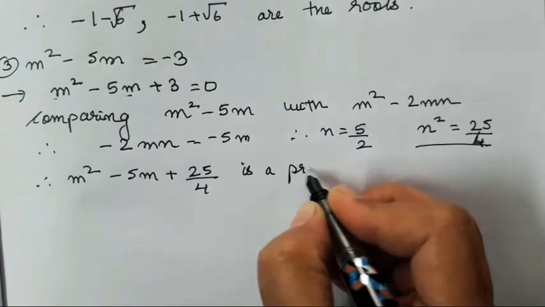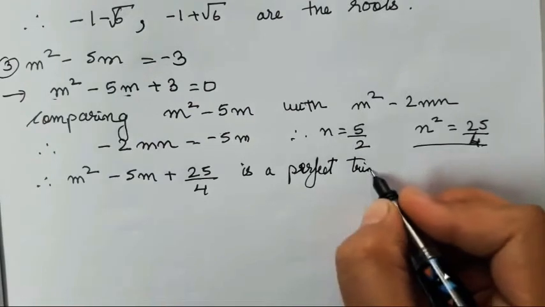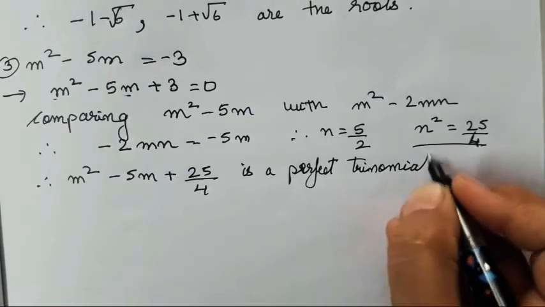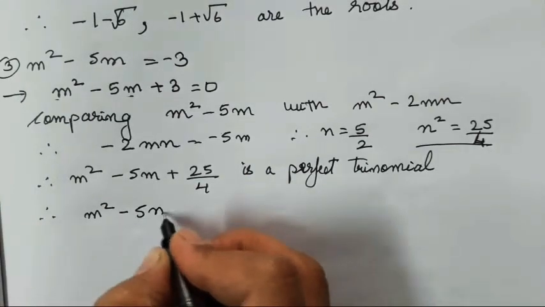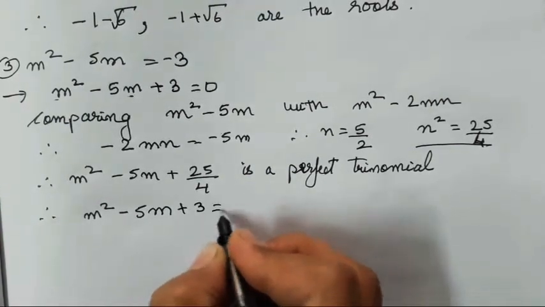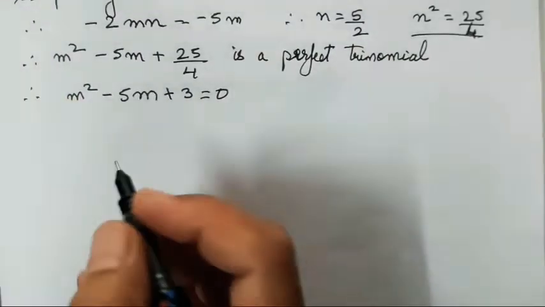Is a perfect trinomial, not square. It's a perfect trinomial. Therefore, m square minus 5m plus 3 is equal to 0. Now you all have to use these two equations in order to solve it further.